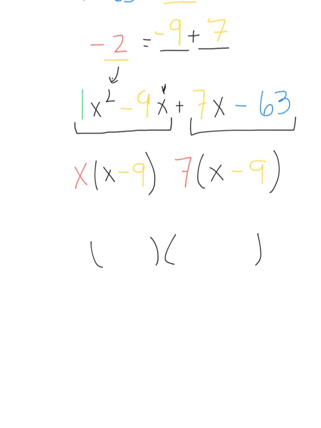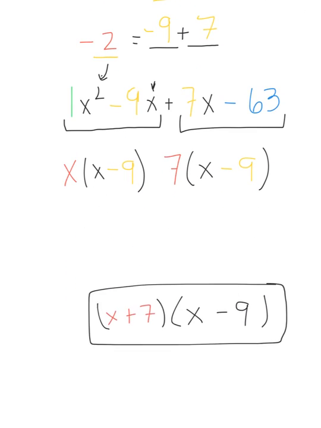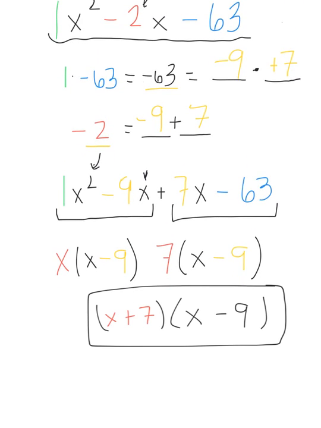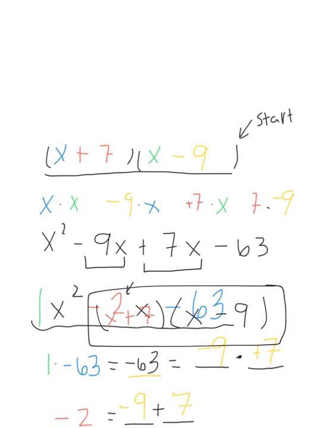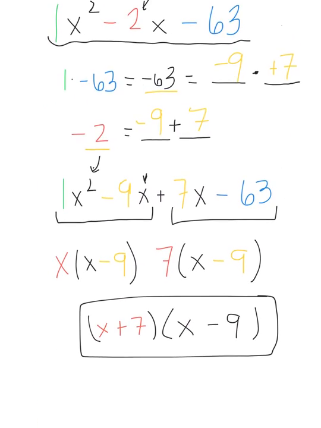We're going to put what's on the outside of the parentheses inside one parentheses. So it's a positive x and a positive 7. And then we're going to put the x minus 9 in one parentheses. So this is our factored form. x plus 7 times x minus 9, which is what we started off with. x plus 7, x minus 9. So we just worked backwards.